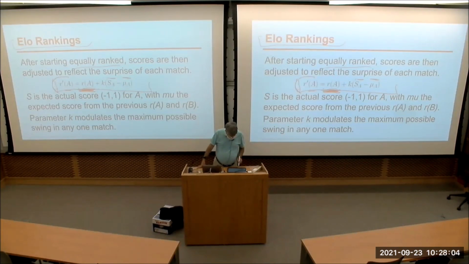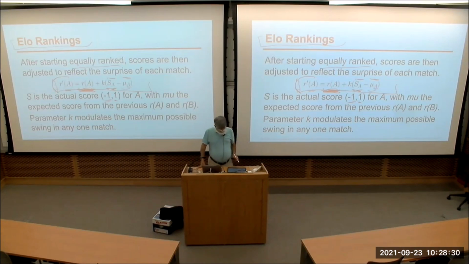So what is the idea here? S sub A is the outcome of the match for Team A. If it won, S of A is 1. If it lost the match, the outcome was -1, right? And I guess a tie would be a score of 0. That seems like a reasonable thing.